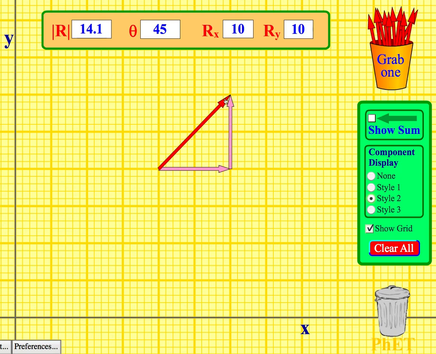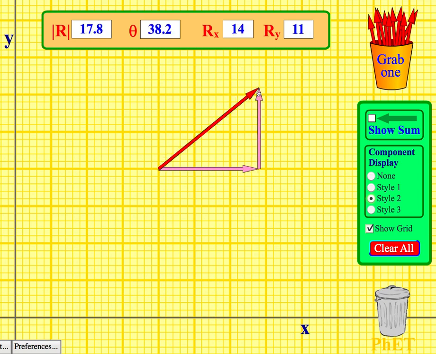Of course, if you have a vector that is pointing perfectly horizontally like that, notice how the magnitude is matching with the x component. If on the other hand you make it perfectly vertical, notice how the magnitude is matching with the y component. And of course, as you can see, the angle is always measured from the x-axis.